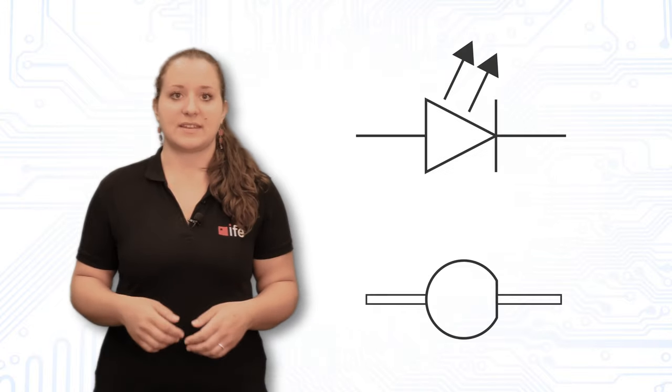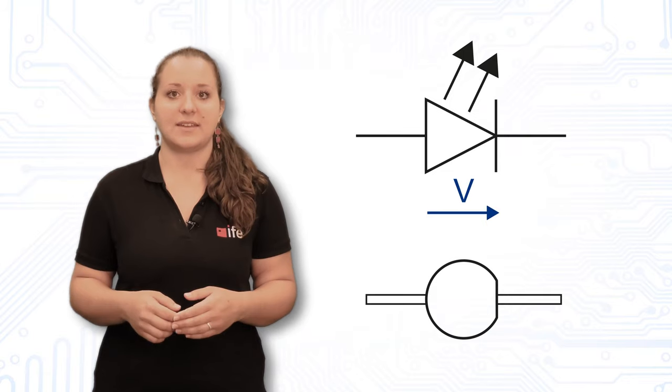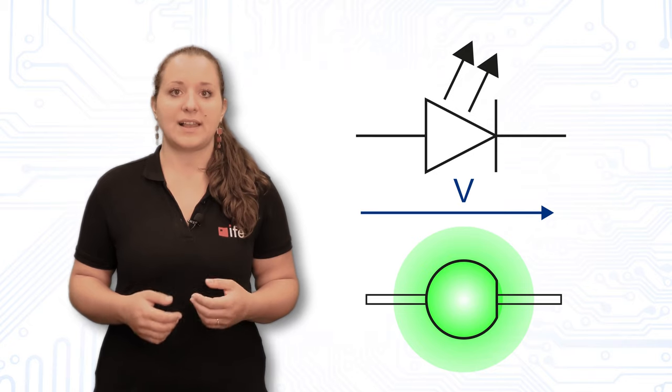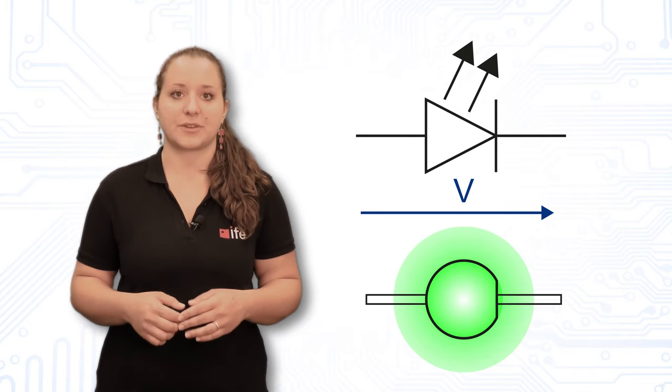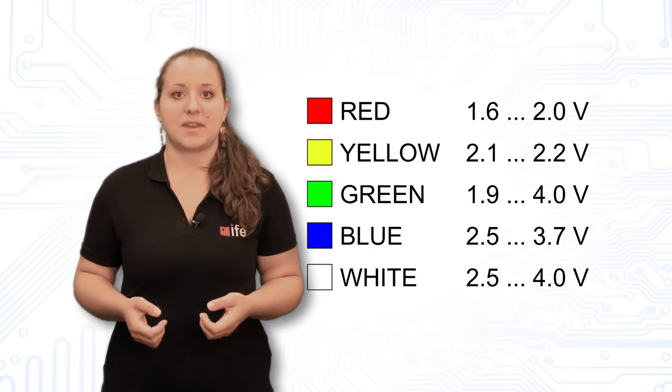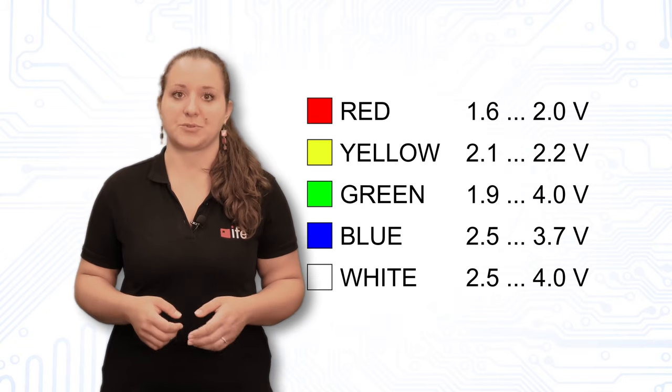Another type of diode that you surely know are light-emitting diodes, or short, LEDs. As their name suggests, these diodes light up when a voltage greater than a threshold voltage is applied. This lighting is indicated in a corresponding circuit symbol by two arrows pointing outwards. LEDs come in many different colors and they have different threshold voltages depending on their color. In principle, these diodes function in the same way as silicon diodes do. Only the material used and the corresponding threshold voltages are different.